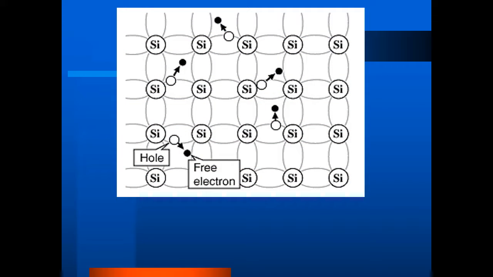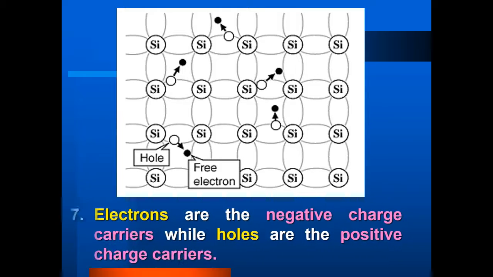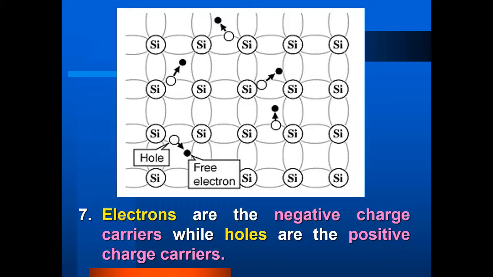So this diagram shows the forming of holes from the covalent bond. When an electron leaves the covalent bond, it leaves an empty space. This empty space is where the electron left. Normally we assume this hole is positive. So electrons are the negative charge carrier, and the holes are the positive charge carrier.